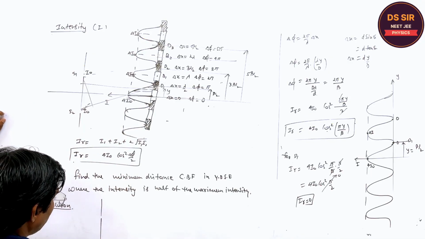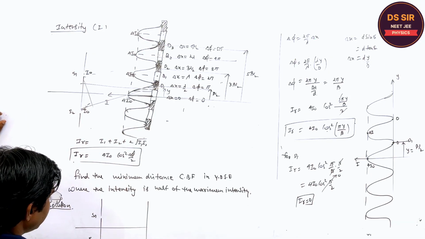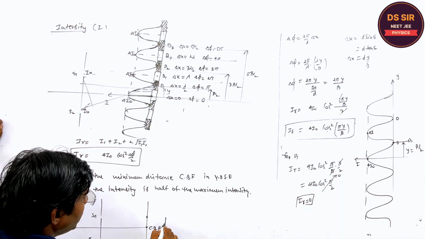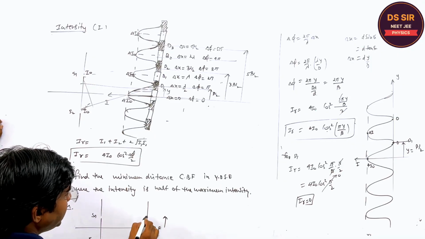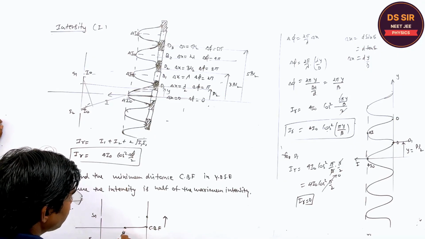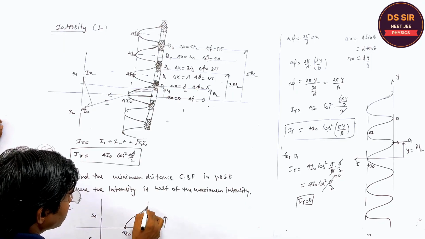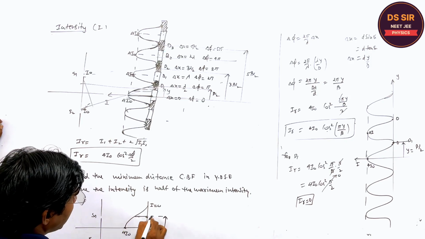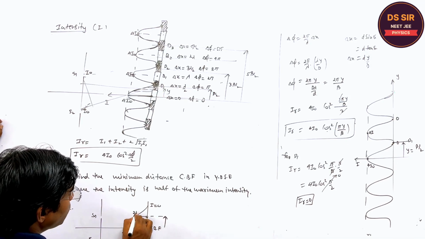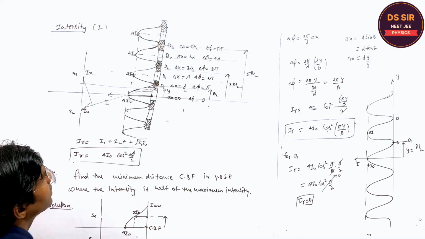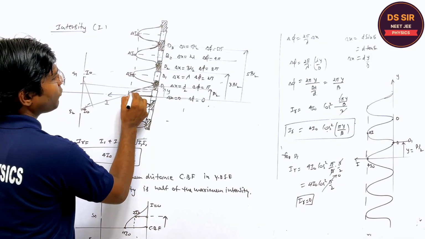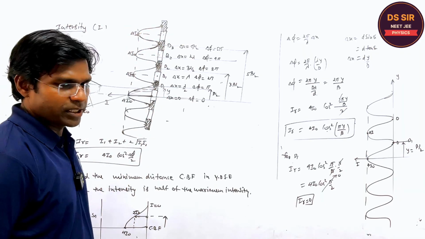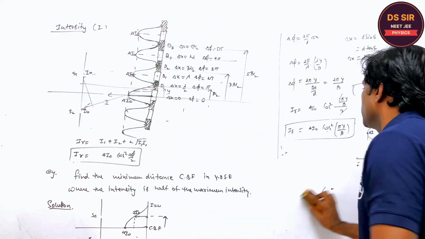Listen one thing. Suppose this is the YDSE, this is the central bright fringe. We are going to find the minimum distance. Here the maximum intensity is 4I naught, suppose, right? The minimum intensity becomes 0, but this is the distance we have to find, and this intensity is, say, 2I naught. Do you understand or not? The intensity is reducing from 4I naught to 3I naught, 2I naught, I naught, and then 0. So how to solve this question, Sanjay? You tell.